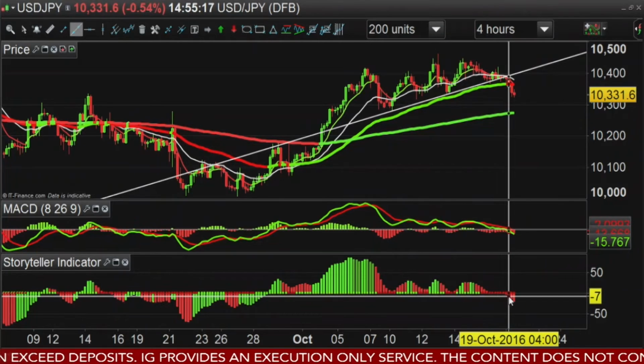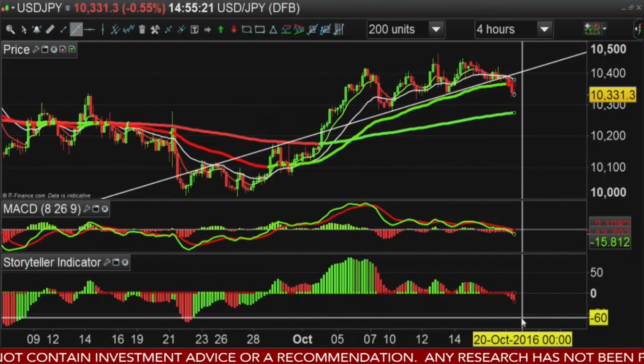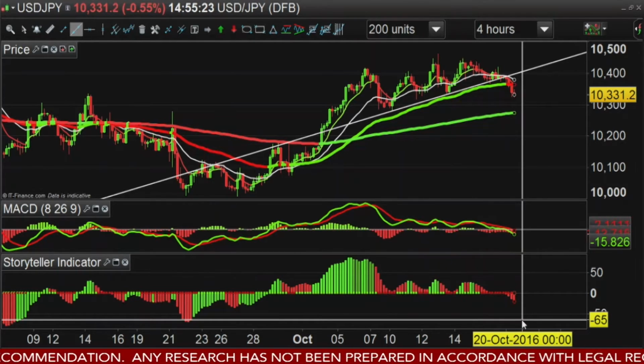And then we normally run on the histograms, anything up to about 8 to 12 histograms here. Then that trade's over and done with.